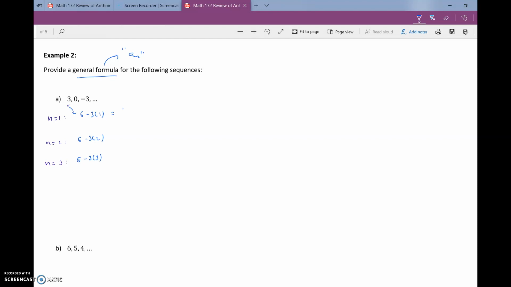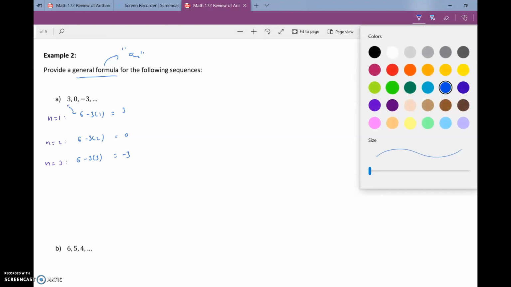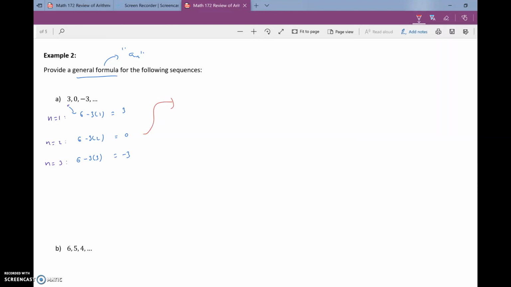So the first one will be the value of 3. The second one would be 0. The next one would be 6 minus 9, which is equal to -3. There are also multiple ways to obtain these patterns. We only need technically one formula. So in this case, a sub n happens to be 6 minus 3n. This is at least one formula that would work on giving us the patterns.